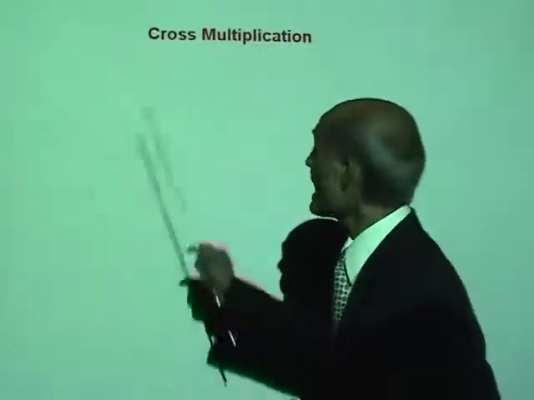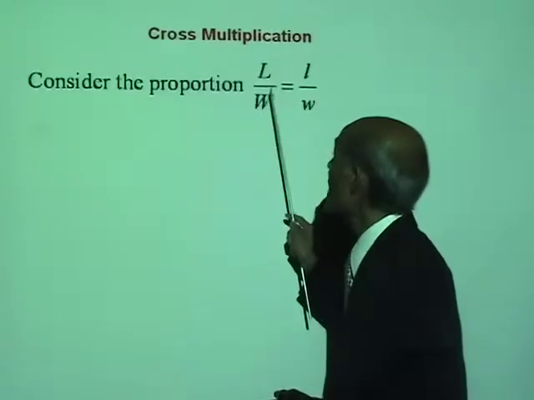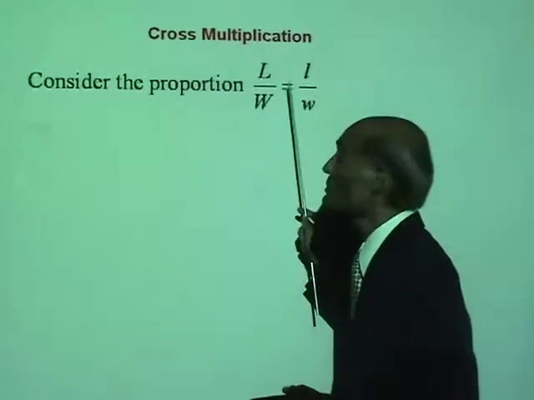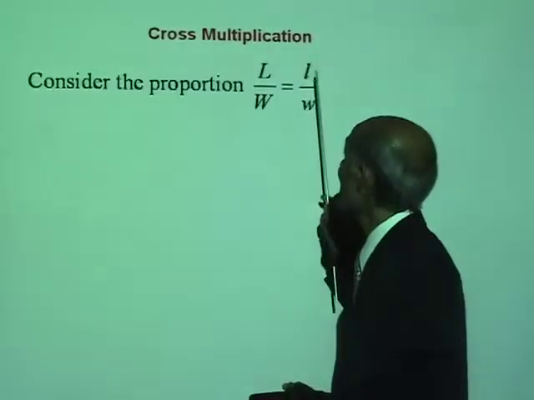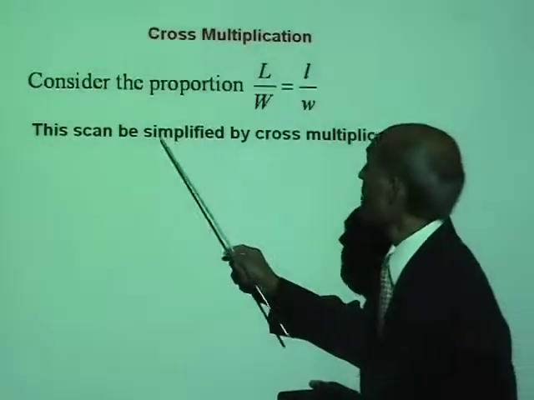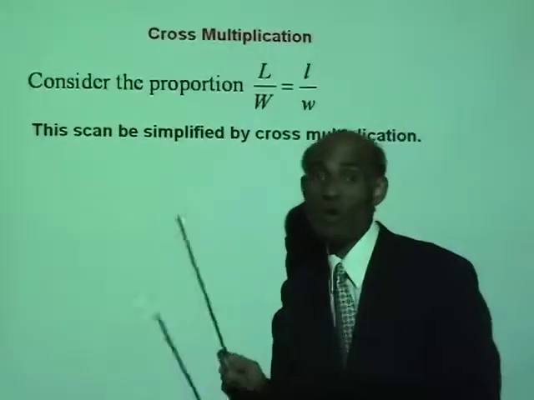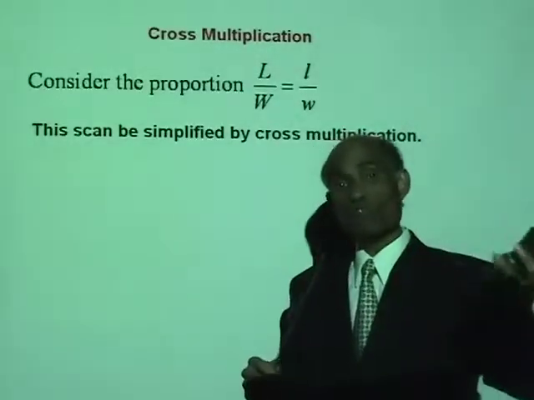Okay, we will now look at the process of cross multiplication, an important algebraic process that can be used very effectively in solving equations. Now consider the proportion uppercase L divided by uppercase W equal to lowercase l divided by lowercase w. Now, this can be simplified by cross multiplication. I want you to watch and learn. I know some of you already know this.